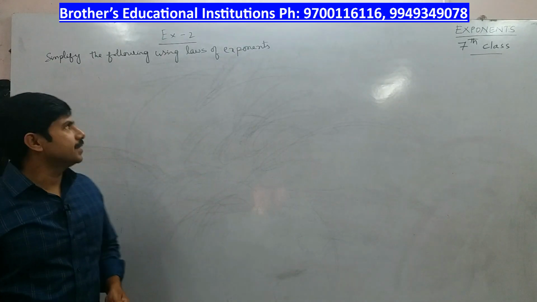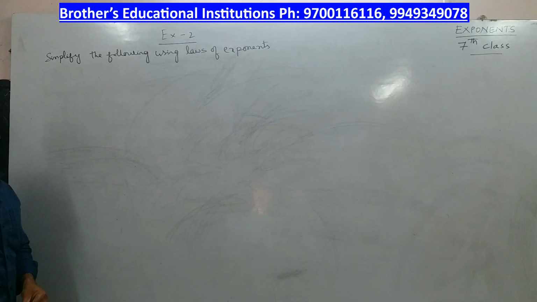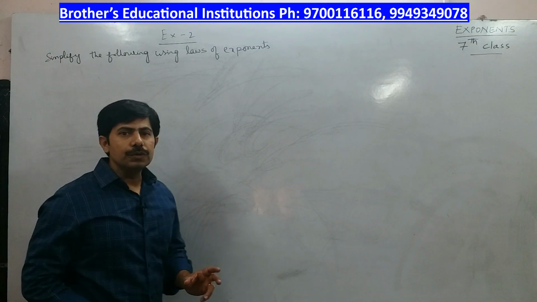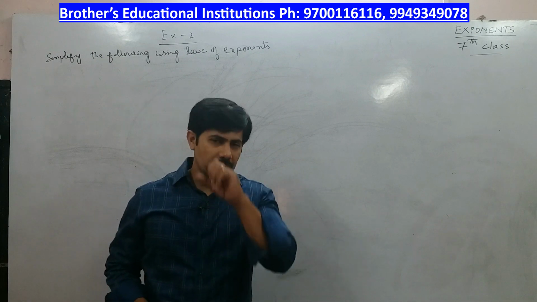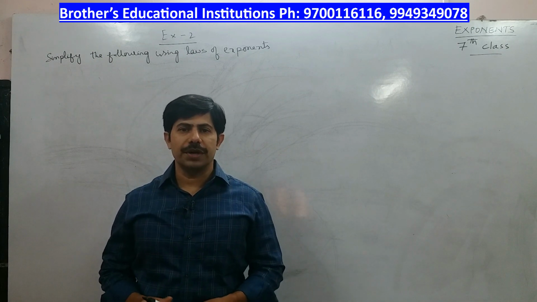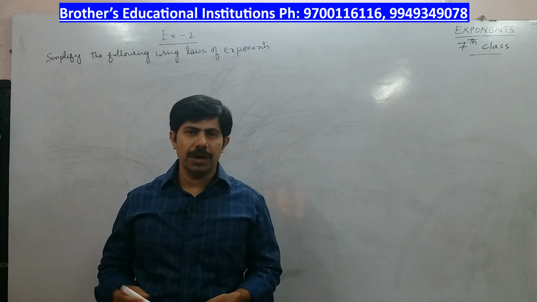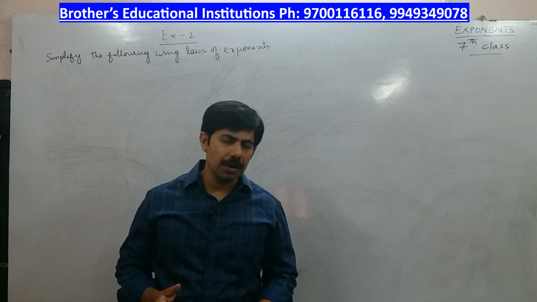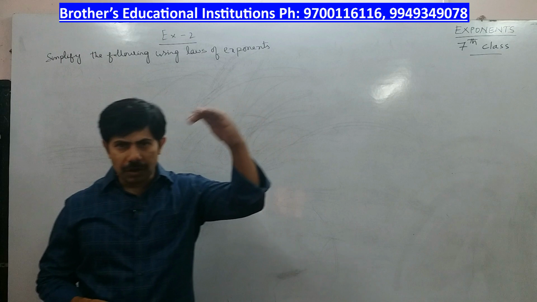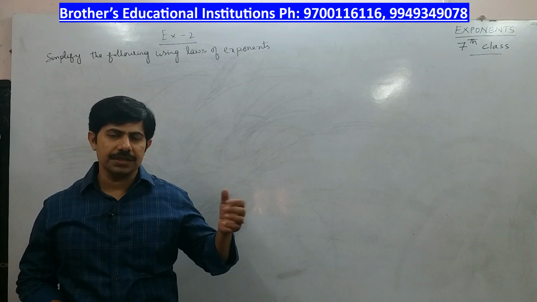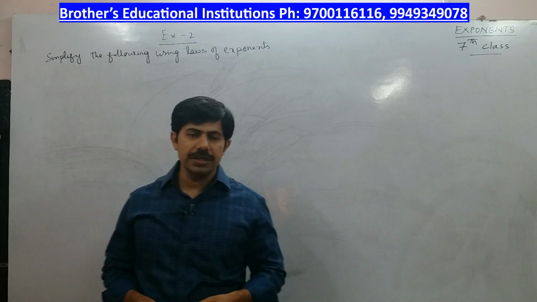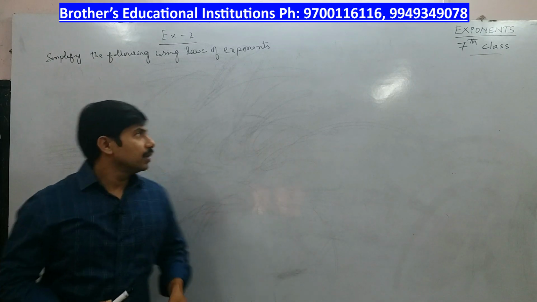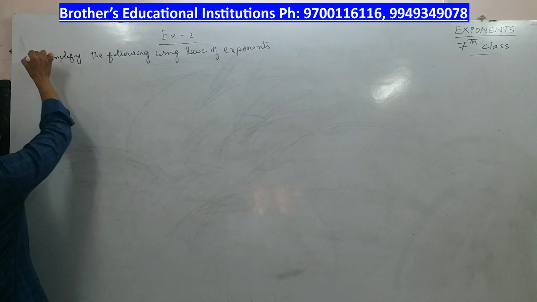So now next it's the second exercise. The second exercise, the first problem is simplify the following using laws of exponents. In the last class I gave the laws of exponents, that is a power m into a power n is equal to a power m plus n, a power m by a power n is equal to a power m minus n. All those laws which we have discussed in the last class, using those laws we will solve these problems. So the first problem is simplify using the laws of exponents.